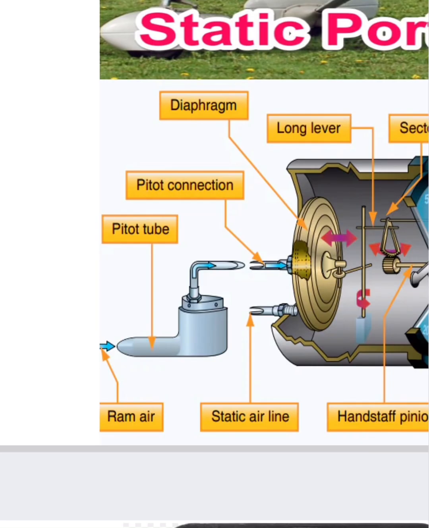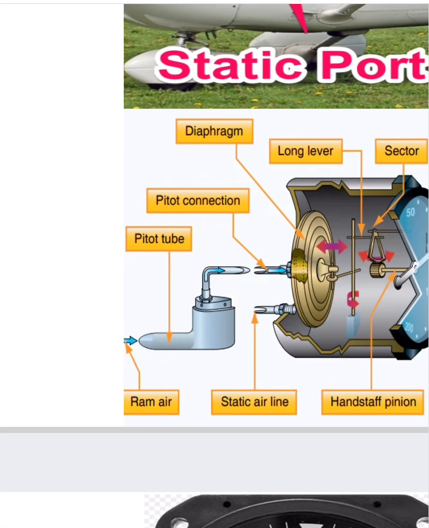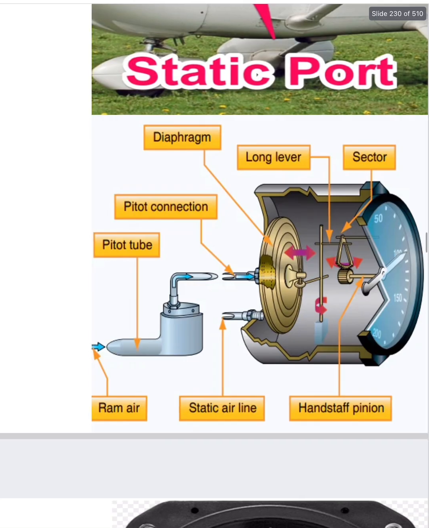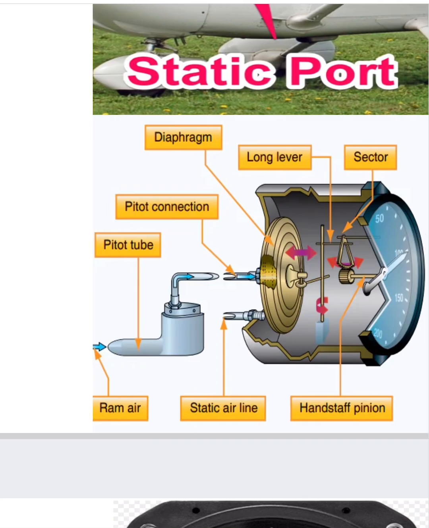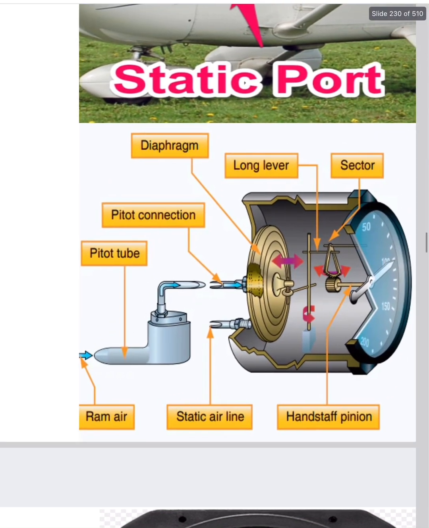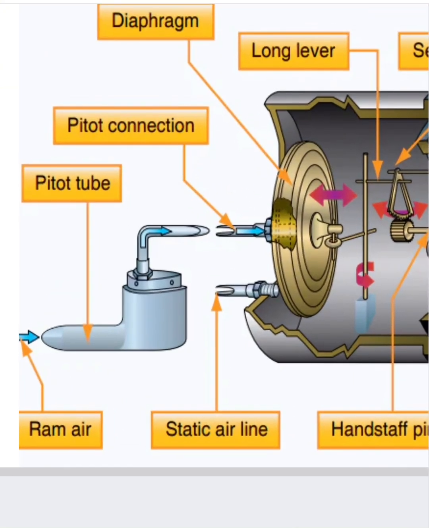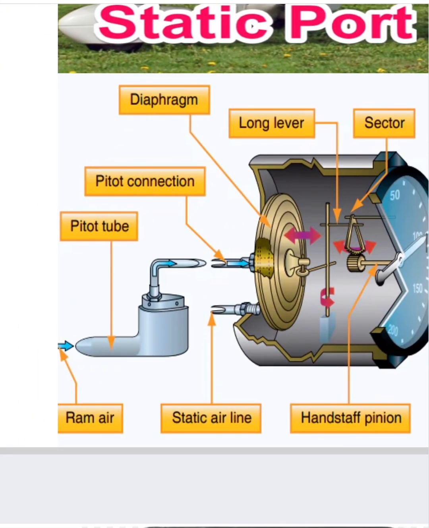Say we slow down: less ram air comes through, less pressure is created, and that diaphragm is going to contract, so we get a decrease in airspeed. So we know how we get the ram air here. Why is this also connected to a static line? Well, like I said before, if we were flying at high altitudes, this thing would always read super low, because the higher we go in altitude, the less dense the air is, and hence the less dense the ram air coming in through this pitot tube. So we have to connect it to that static line to compensate for that.